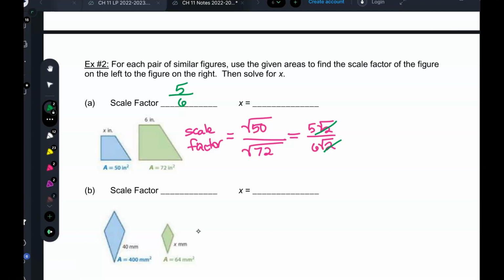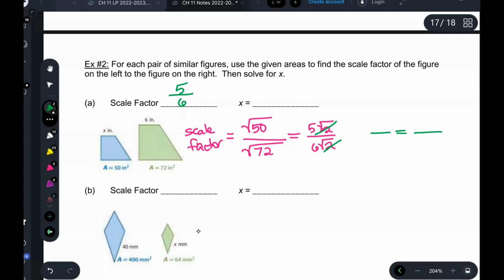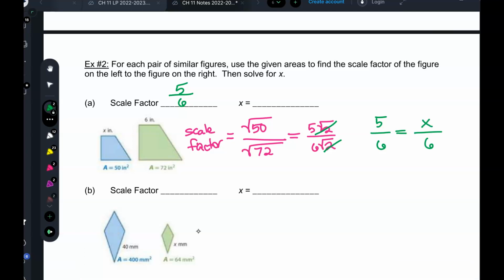Okay, now I can make a proportion. Isn't it just like there? It's going to be 5 over 6 equals x over 6. I told him the wrong number. I told him 6 instead of 5. So, wait. Isn't it just going to be 5? Yeah. I don't need to do any work for that.